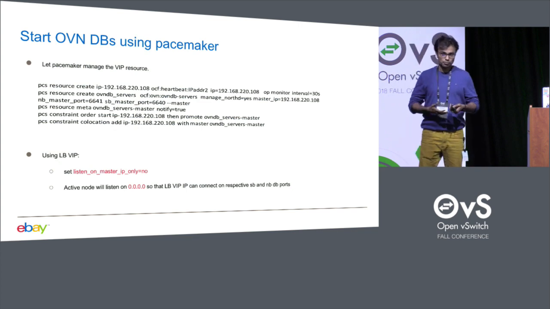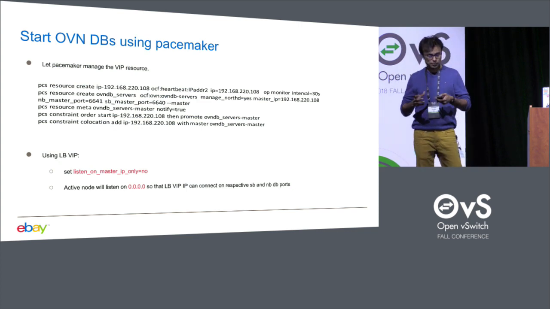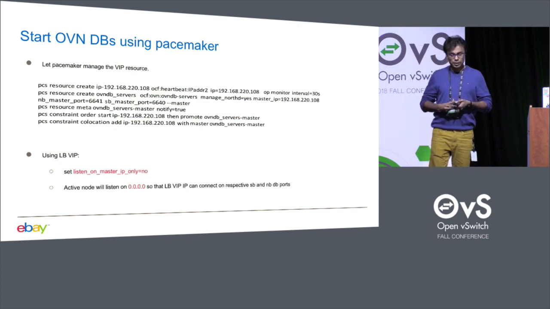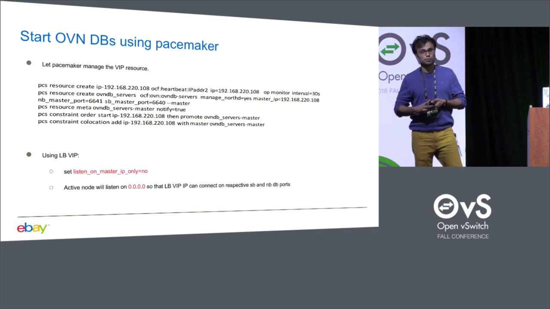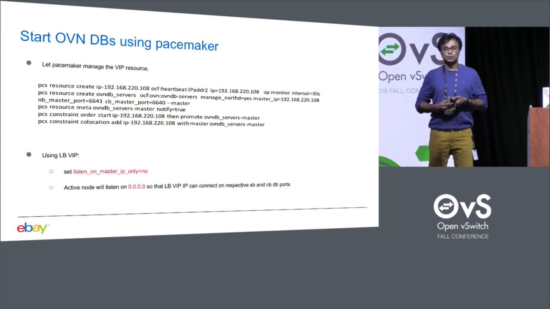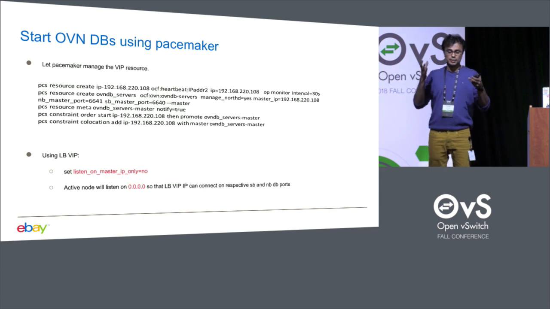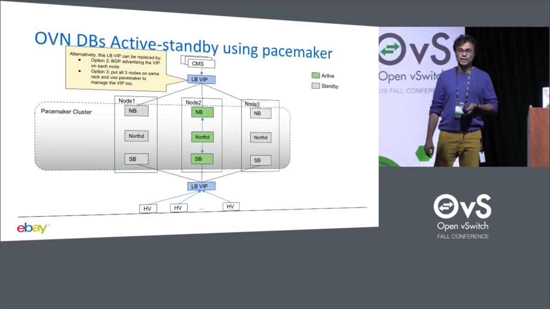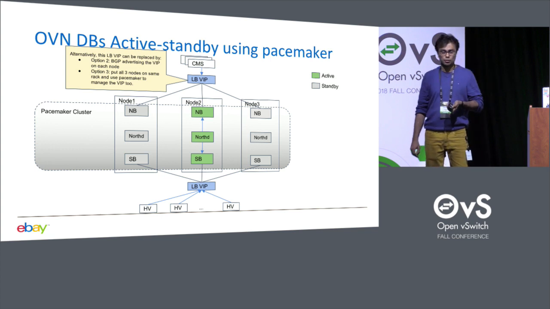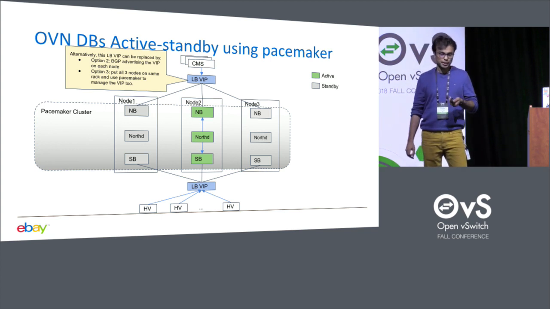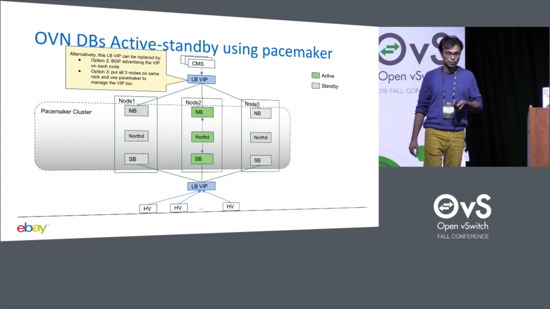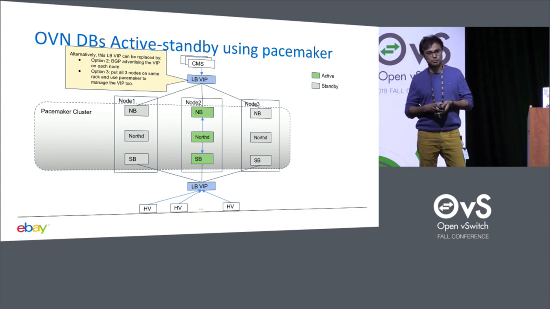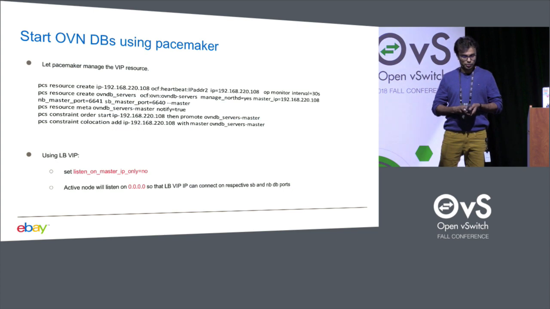I'm not going into the details of how to start the services, but just a snapshot. You can also let the VIP resource be managed by Pacemaker, so that the only limitation is, if you put all the 3 nodes under the same fault domain, top of the rack switch, then you can also let Pacemaker manage the VIP resource. But ideally, in a real environment, you don't want to put all the 3 nodes under the same switch. You want to distribute.